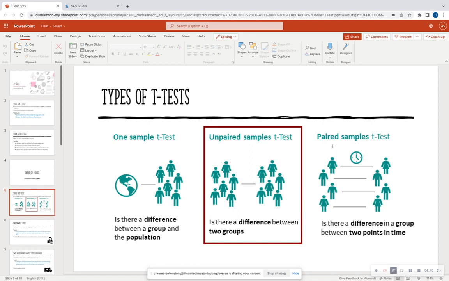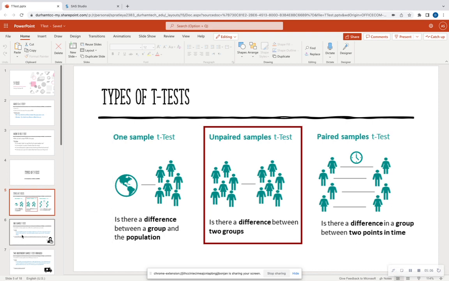So this could be the blood pressure before you receive treatment compared to the blood pressure after you receive treatment. A lot of these with a paired sample test is a before and after, or a pre and a post, okay? But hands down, the most common one that I have used is an unpaired sample test, or two independent sample t-tests, where I'm comparing two samples together.